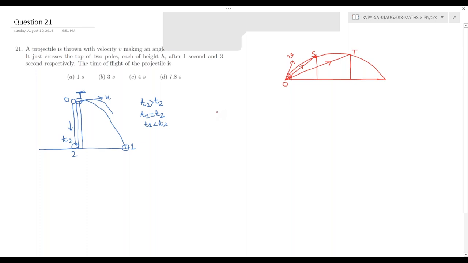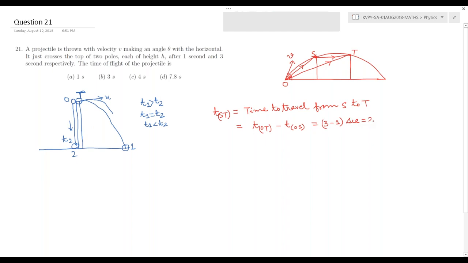So TST is equal to the time to travel from S to T. That is equal to the time taken to travel from O to T minus the time taken to travel from O to S. You can apply the concept of position vector also, position vector and the displacement vector. So ST is the displacement vector, and the displacement vector ST is equal to the position vector of the point T minus the position vector of the point S. And how much time did it take? It took 3 minus 1 second, that is equal to 2 seconds, TST.